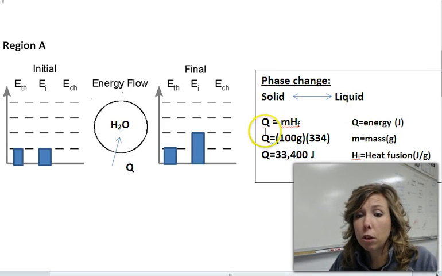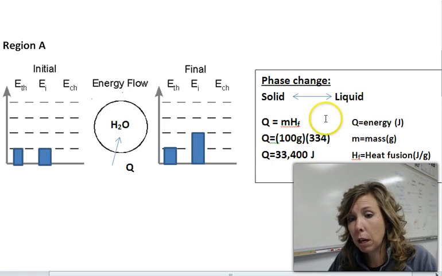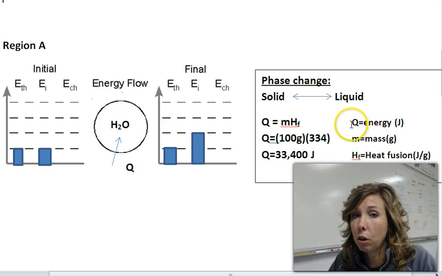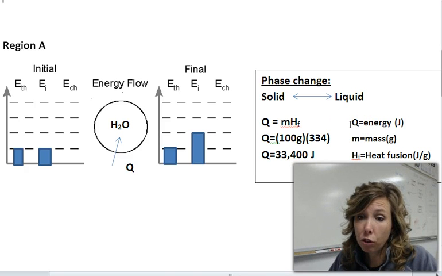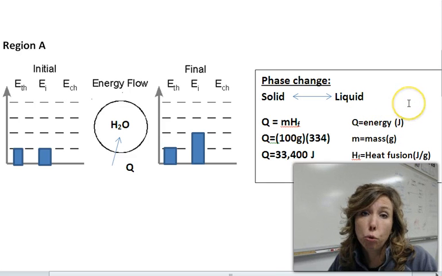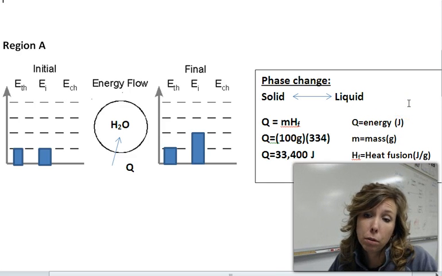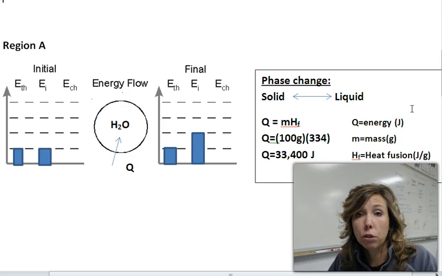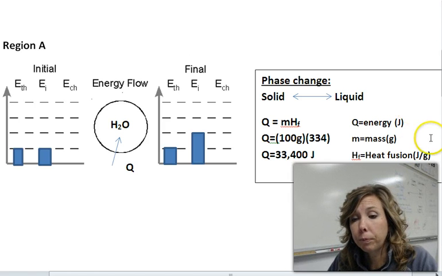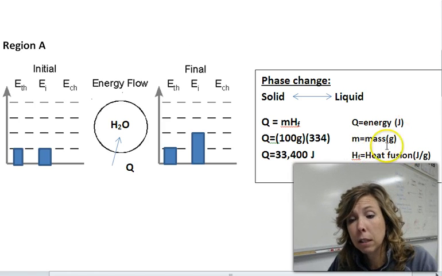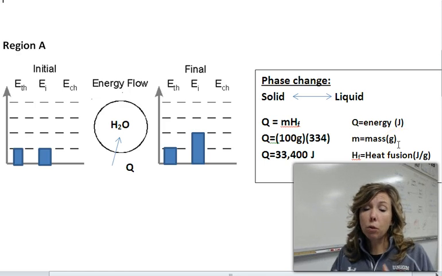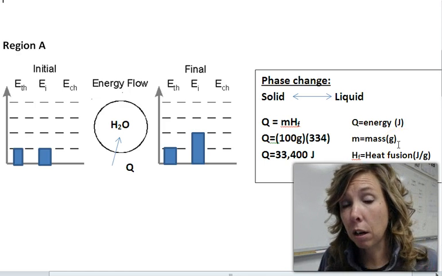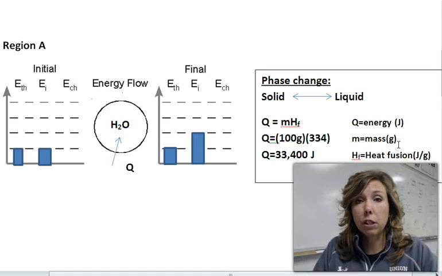Here's the relationship. To find Q, that number, is equal to mass times a value called HF. I'm going to talk about what those all mean. Q, as you know, is our energy transfer due to heating. Energy units are always J, which represents joules. So we're going to calculate how many joules got transferred from the hot plate. M is what it always is, mass in grams. So the amount of ice that was there is directly related to how much energy it's going to take.